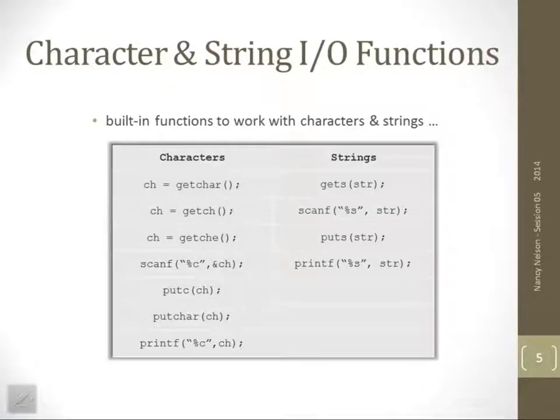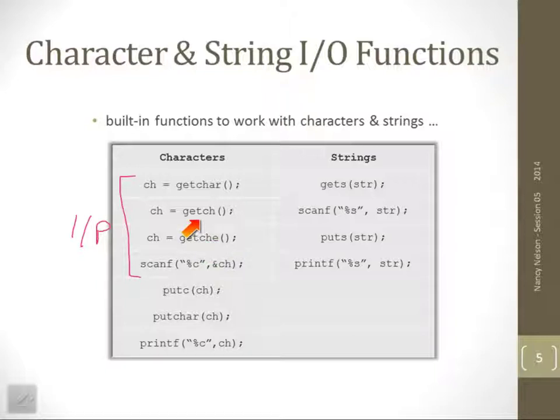C provides us with a couple of libraries that are full of functions that we can use to work with characters and strings. So let's look at some of the character functions first. The first set that we have here are all to do with character input. So we can use getChar, and that's going to return one character to us. We can use getch, which does a similar thing, and we can use getche. So the E here stands for echo.